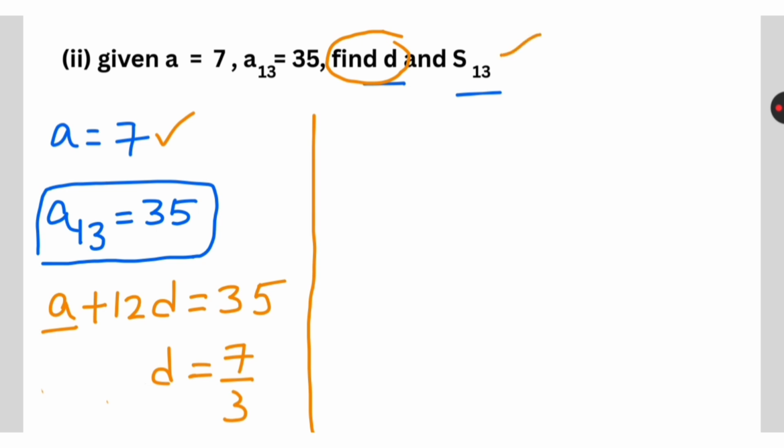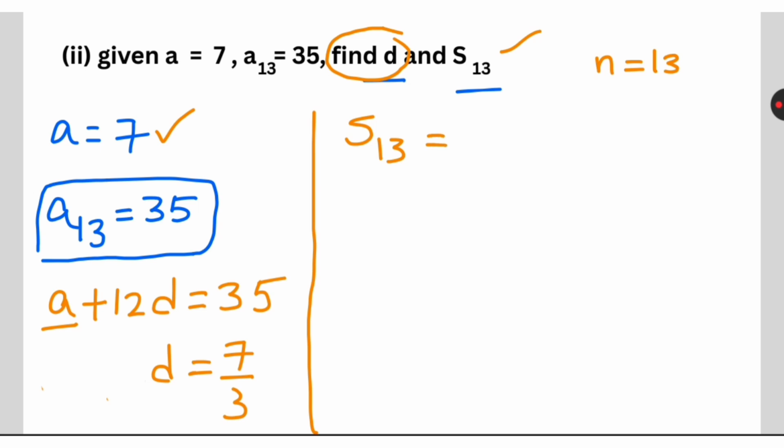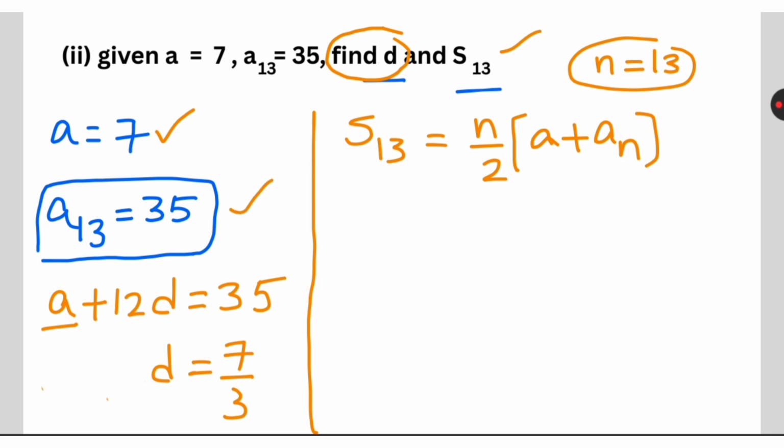Now we have to find S13. So S13 is here 13, that is nothing but n is 13. So now use the formula. What is the formula? n by 2 times (first term plus last term). Why we are using this formula here? Because we know the last term, that is the 13th term, which is 35, and also we know the first term. So that's why I am using this formula here.